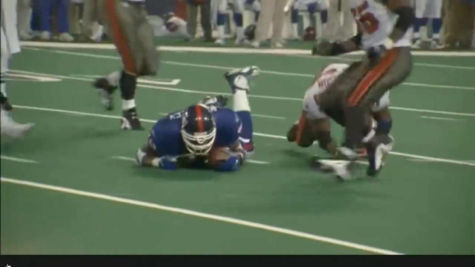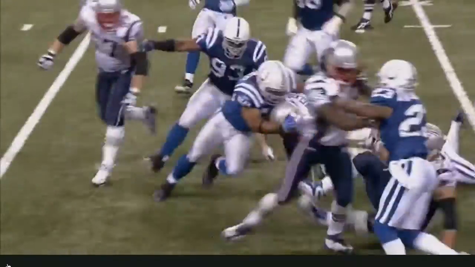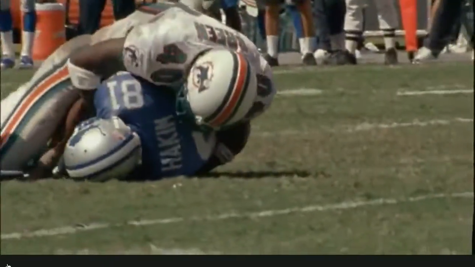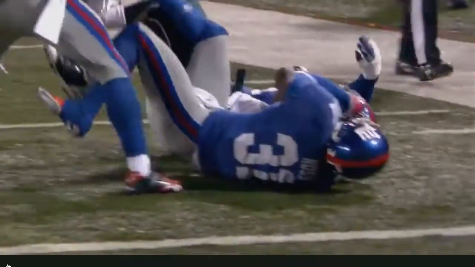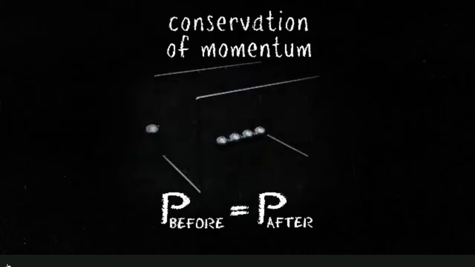In every collision on the football field, Newton's third law dictates that the total momentum between players must be the same before the collision as it is after the collision. This relationship is referred to as conservation of momentum. The law of conservation of momentum says that the P, the momentum before the collision, is equal to P, the momentum after the collision.